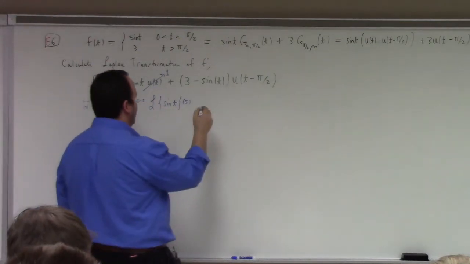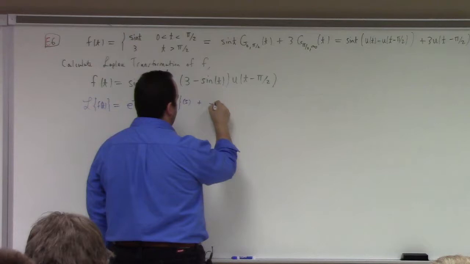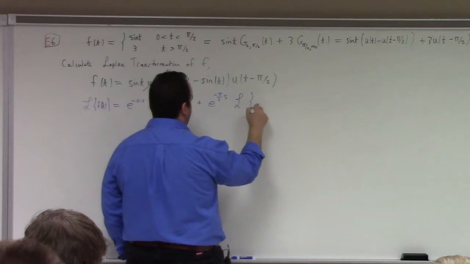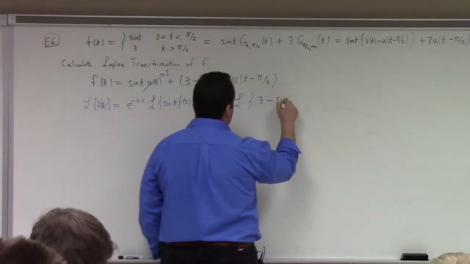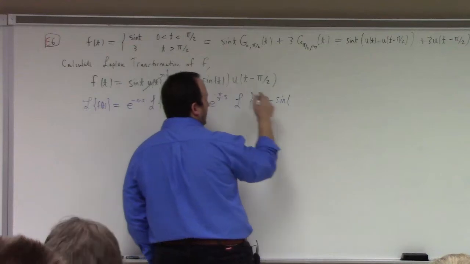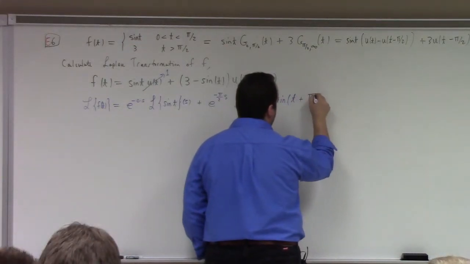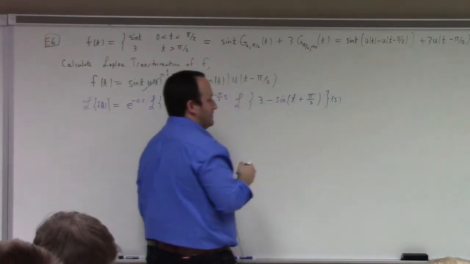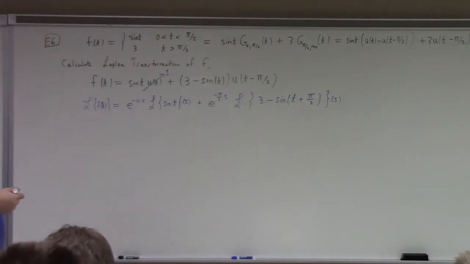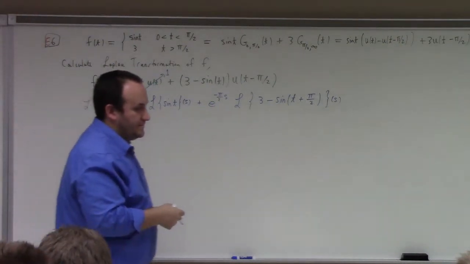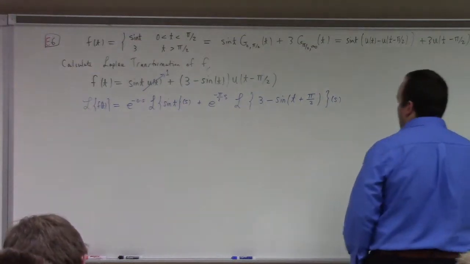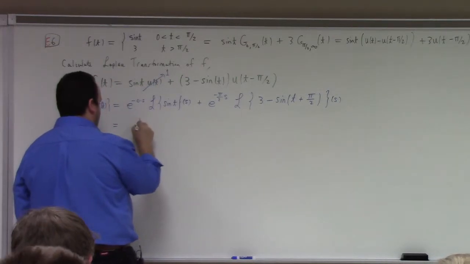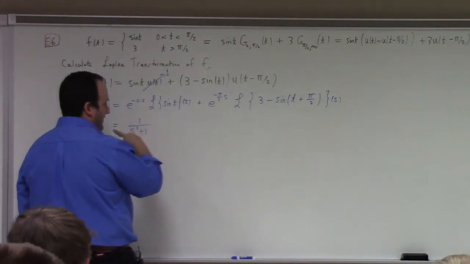All right, so stupid things aside, now the next one's more interesting. This is e to the minus pi over 2 s times the Laplace transform of 3 minus the sine, where I replaced t with t plus pi over 2. That's function composition, right? t plus pi over 2. And you're like, well, what do you do with that? Well, I know exactly. This, of course, is 1 over s squared plus 1. Get that out of the way.